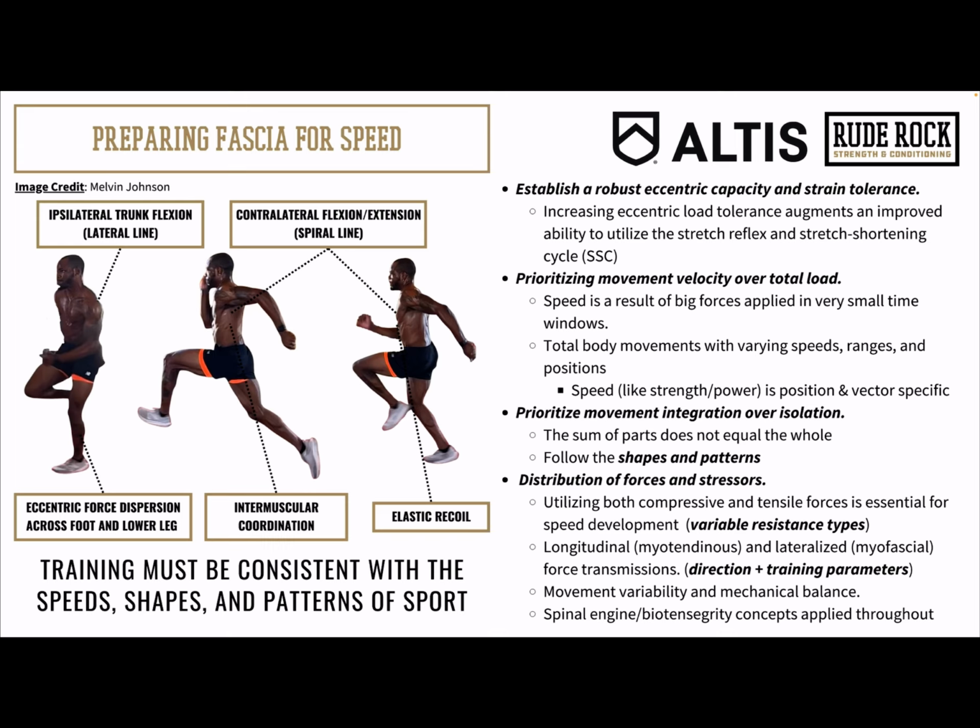But again, we're just shifting back and forth between seeing the body as myotendinous in one perspective, and the other being the myofascial side. We want to utilize direction, training tempos, positioning, and other training parameters to emphasize or bias one or the other, no differently than we do for energy systems development by biasing anaerobic versus aerobic types of conditioning. Finally, the variability, and we'll tie in the spinal engine concept here.